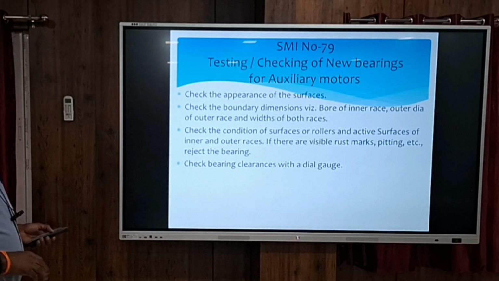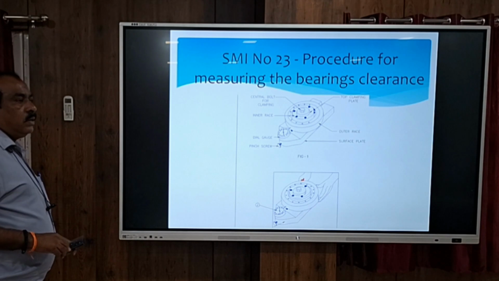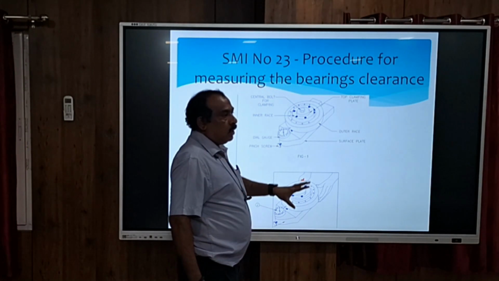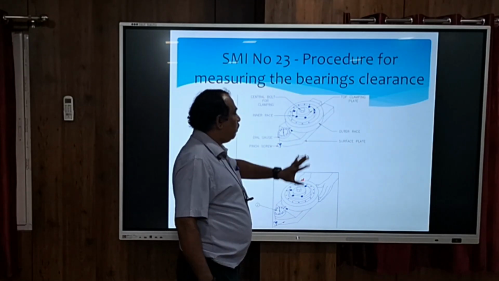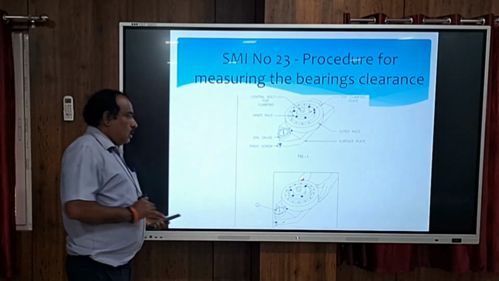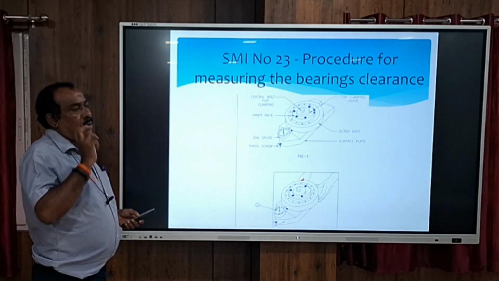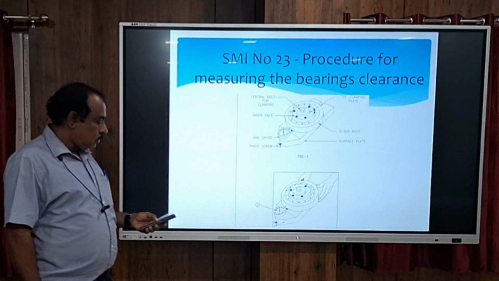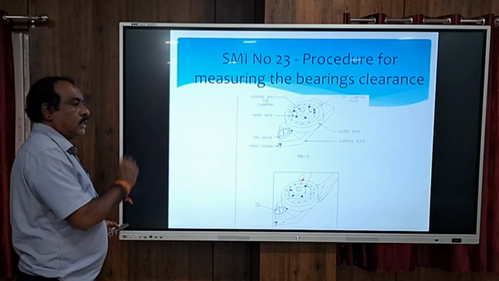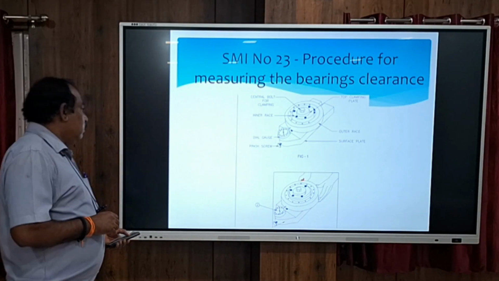Check the bearing clearances with the dial gauge. This is only the radial procedure for measuring the radial clearance, sir. Here the inner race will be fixed with a top clamping plate, and then the dial gauge will be there. First we will push it, sir, then pull it. The difference of the reading will give the bearing radial clearance. In this DM and all we can put a feeler gauge, but in this auxiliary motor it is not possible. Only radial clearance is possible, that we are checking.